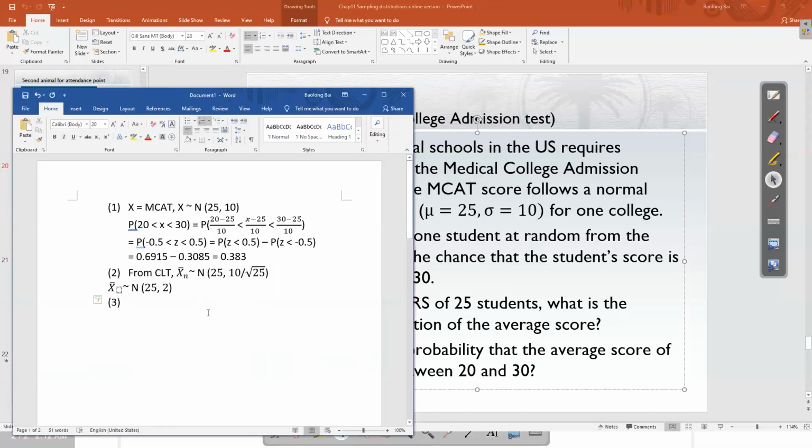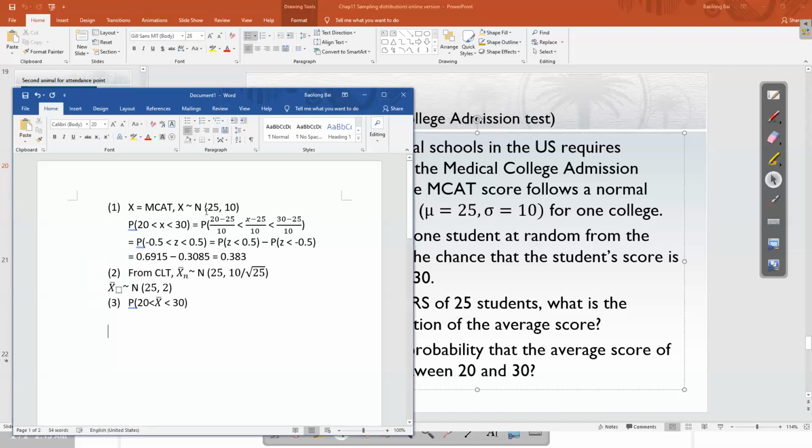Okay, so now you need to make sure you note the difference between part 1 and part 3. So we're looking for probability of X bar is between 20 and 30, right? It's not X anymore. It's the average of the sample, X bar, right? Okay. So when you write the events out, please have a good distinction between X and X bar. They're different variables and they have different distributions.